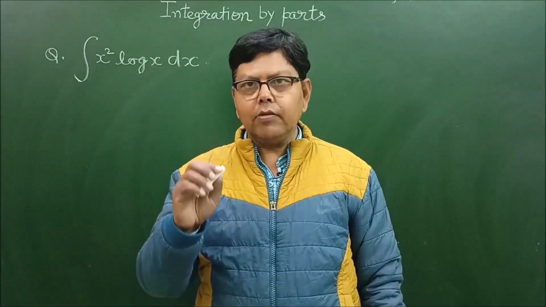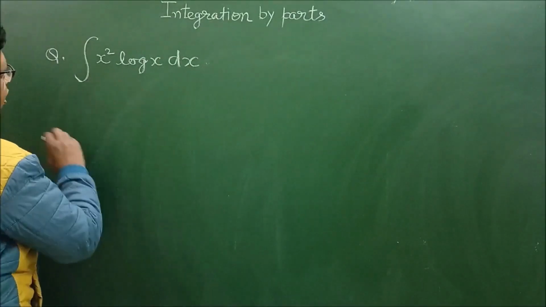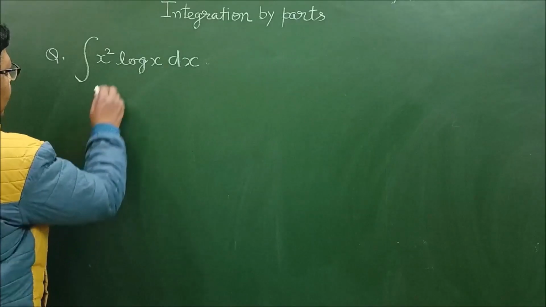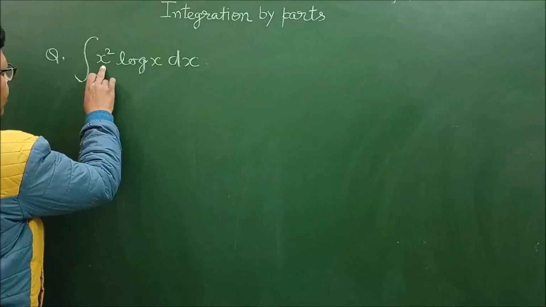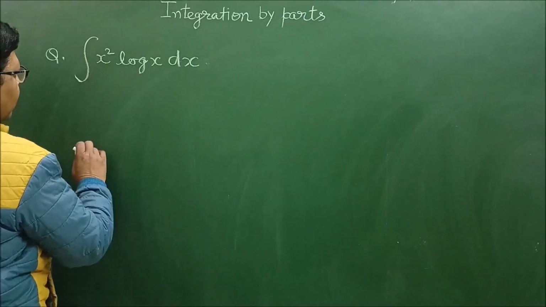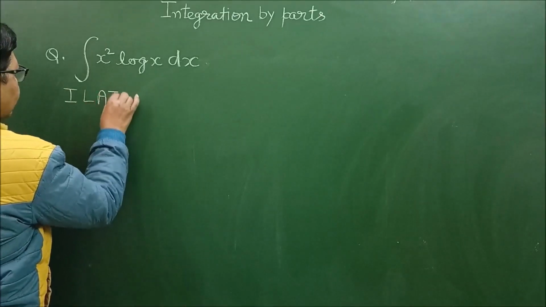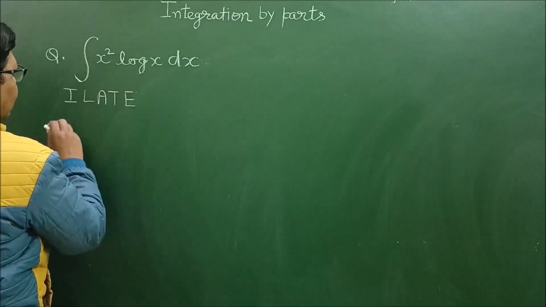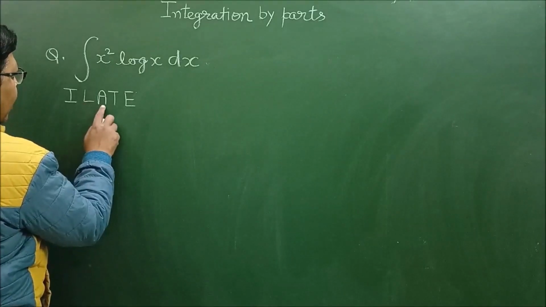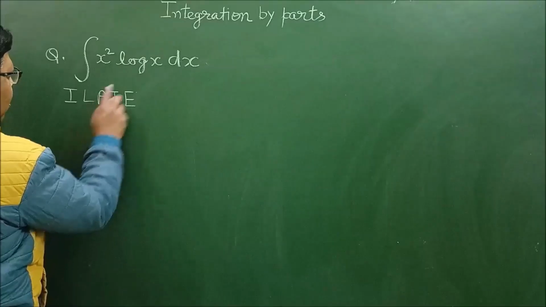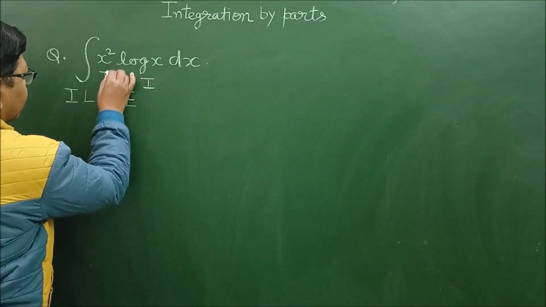Now let us start with question number 1. Integral of x square log x. Now students, there are two functions. This x square is an algebraic function and log x is a logarithmic function. So let us see from the ILATE rule. Algebraic and logarithmic functions. So the logarithmic function first, algebraic function later on. So the logarithmic function will be taken as first and the algebraic function will be taken as second.